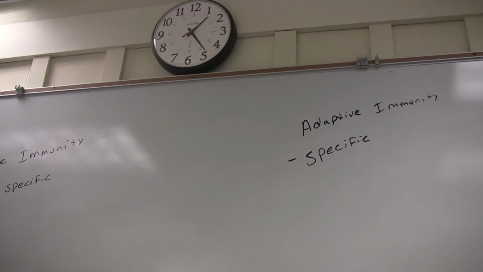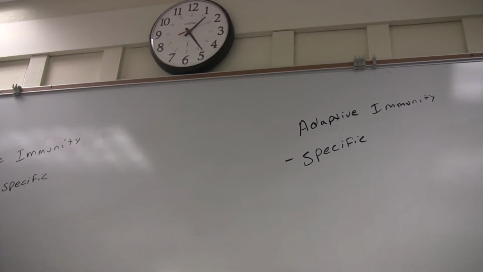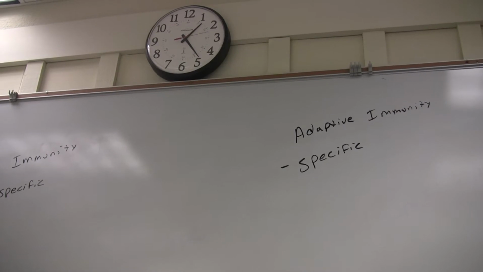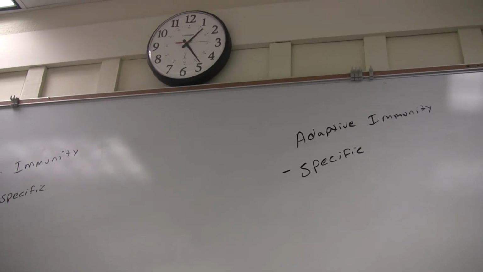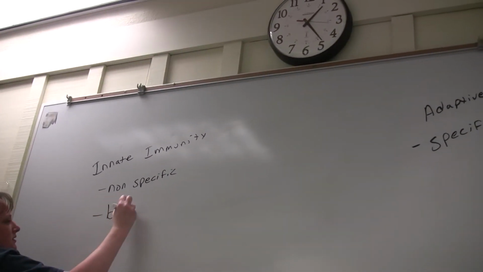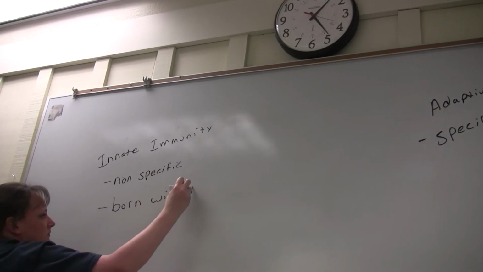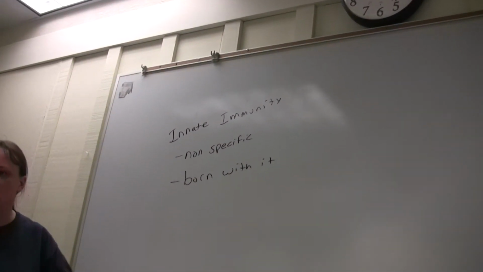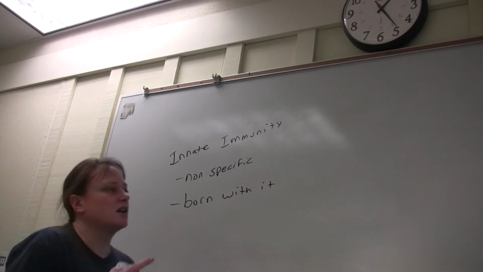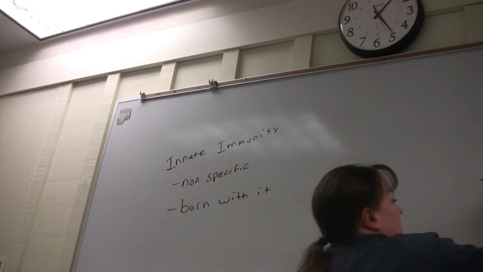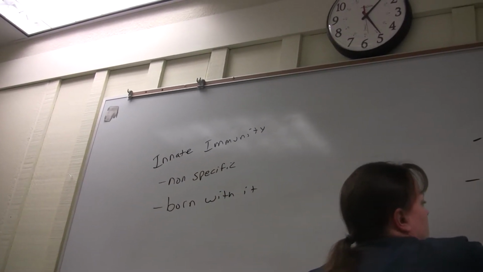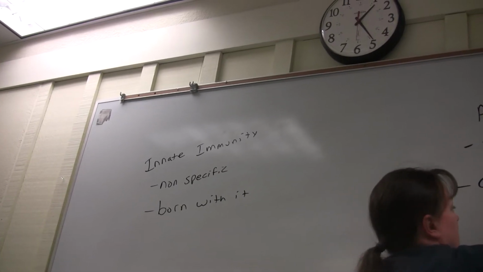So we have to have billions and billions of different B cells and T cells so that each one can attack a specific antigen. Innate immunity, you are born with it. It's genetically determined, you have it when you're born. With adaptive immunity, it develops after you're exposed to a specific antigen or pathogen.